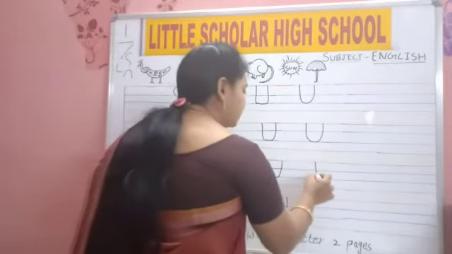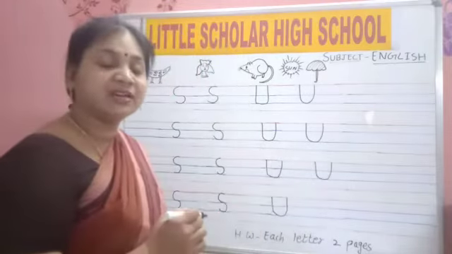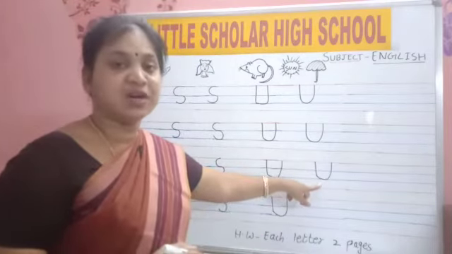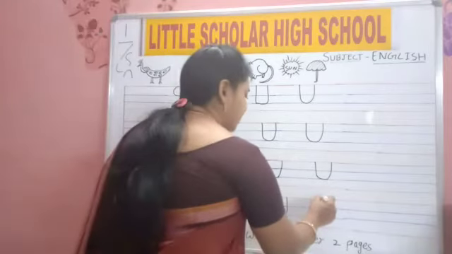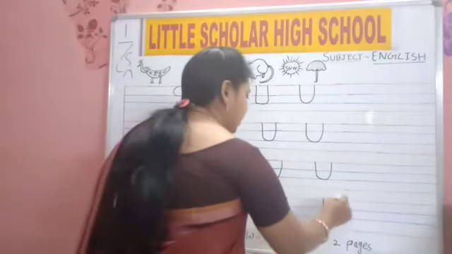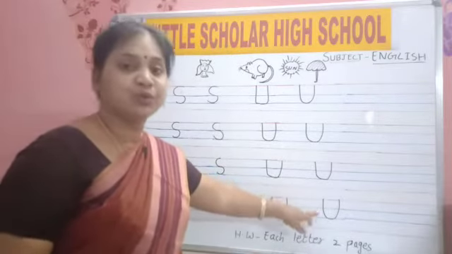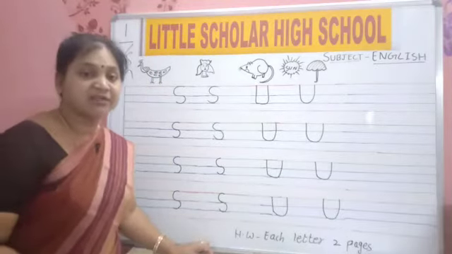When you are touching the blue line, you make a curve and go up. U for umbrella. Once again, see. Start from the red line, touch the blue line, make a curve and go up straight. Which letter is this? U. U for umbrella.